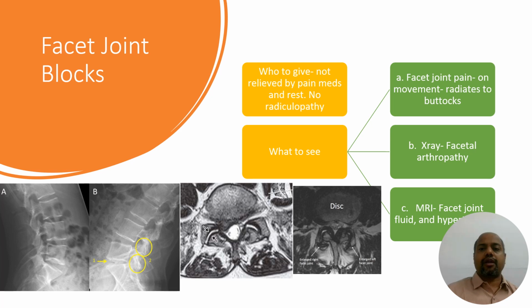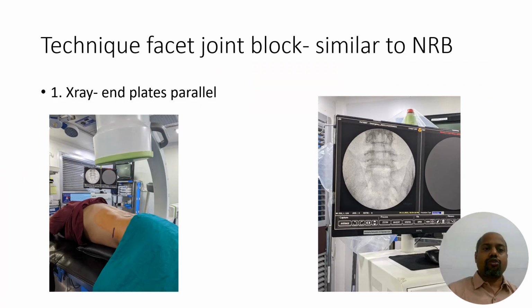So what to see? The facet joint pain on movement, and it radiates to your buttocks sometimes, but it doesn't go back into your legs. On X-ray, you might find a bit of facet arthropathy, but it is confirmed on an MRI as there is a lot of fluid in these facet joints, and also the facets are enlarged. Over here you can see hypertrophy.